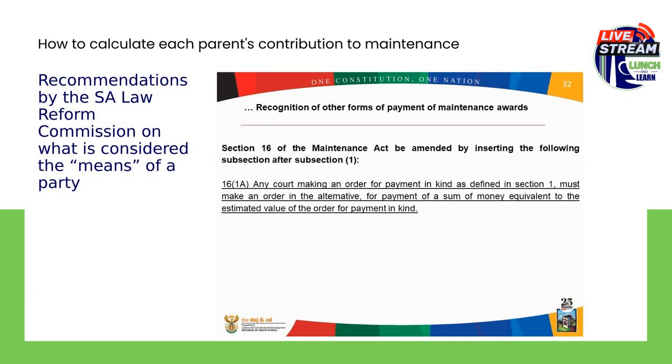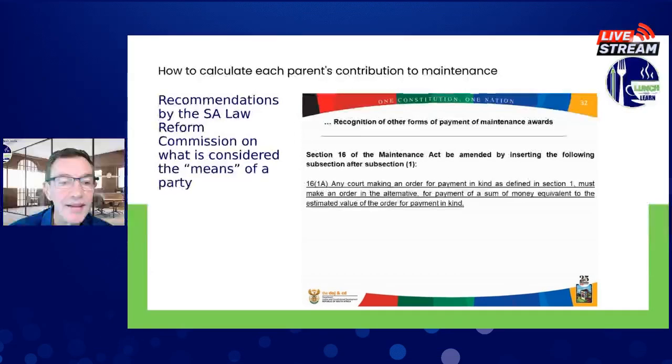So the Law Reform Commission suggested that section 16 be inserted to say that any court making an order for payment in kind, as defined in the definitions, must make an order in the alternative for payment of the sum of money equivalent to the estimated value of the order for payment in kind. So that is quite a mouthful.